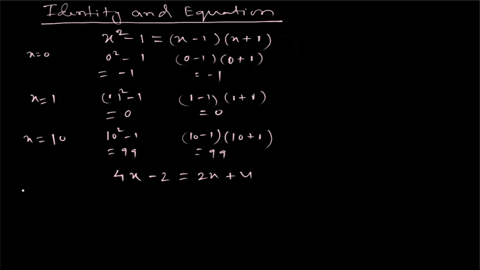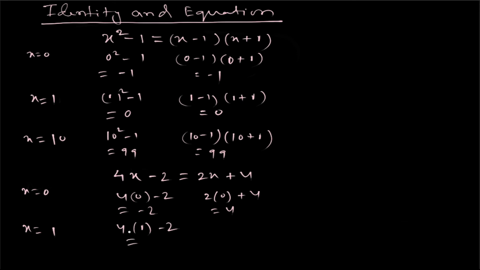Let us see first. x is equal to 0. So it will be 4 into 0 minus 2, that is equal to minus 2. In the right hand side it is 2 into 0 plus 4, that is equal to 4. So left hand side and right hand side are not the same. For x is equal to 1, similarly 4 into 1 minus 2. So this is 4 minus 2, 2. In the right hand side it is 2 into 1 plus 4, that is equal to how much? It is 6. So you can see that left hand side and right hand side are not the same.